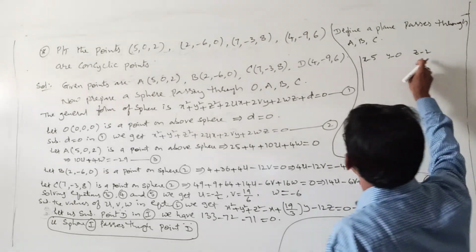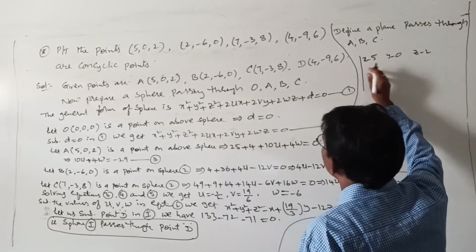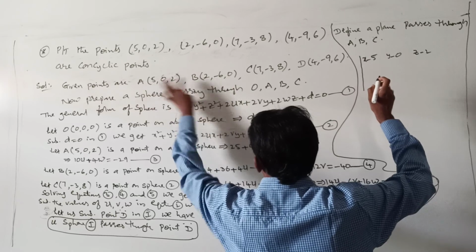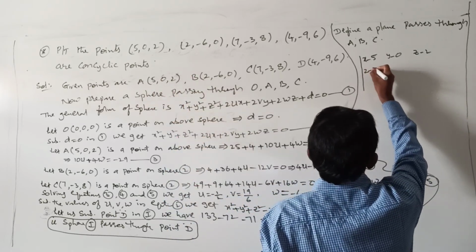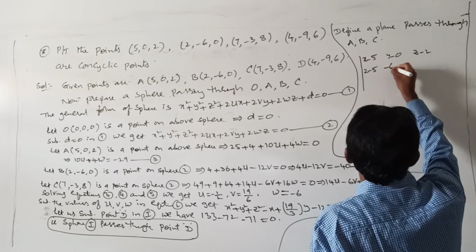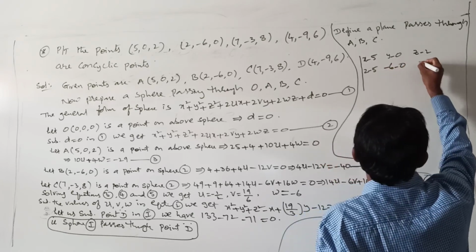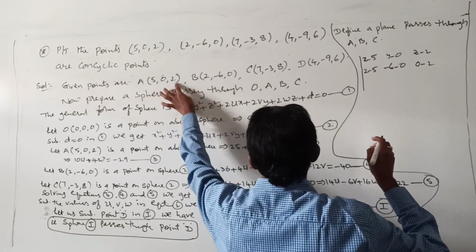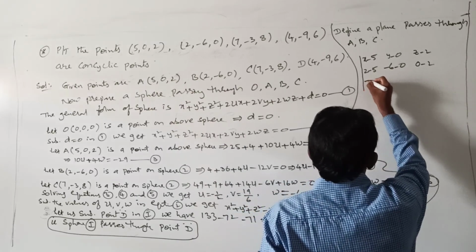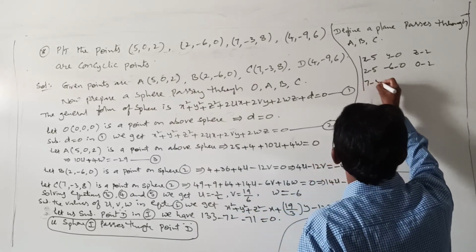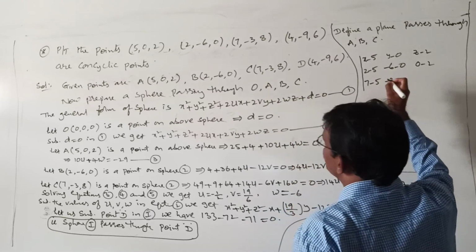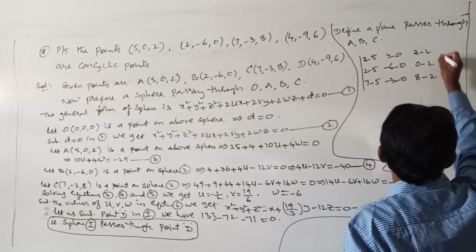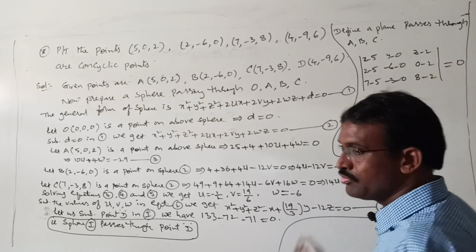Right, the first row we got. Next, the second row: x2 minus x1. Any order you can prefer, but better x2 minus x1. That is 2 minus 5, next minus 6 minus 0, next 0 minus 2. Next, x3 minus x1, 7 minus 5, y3 minus y1, minus 3 minus 0, z3 minus z1, 8 minus 2. This matrix determinant equals 0, right?